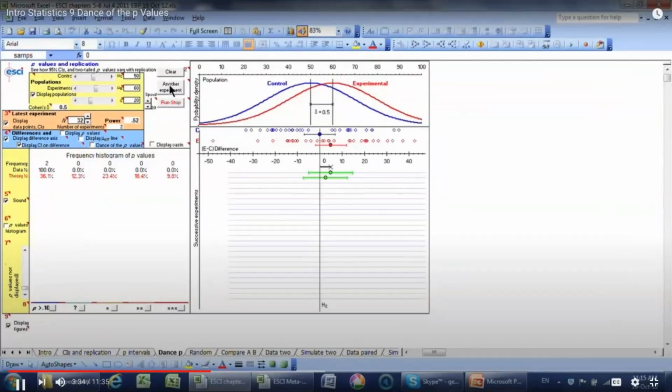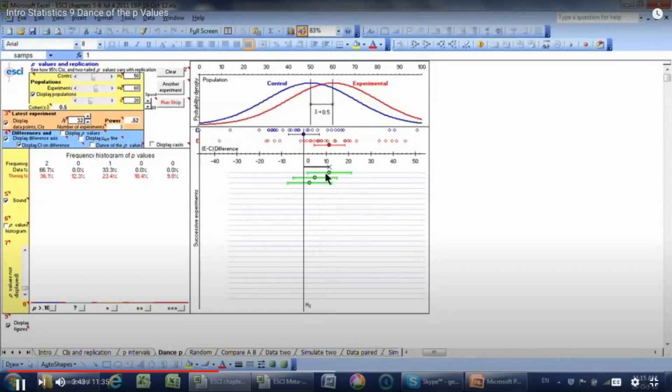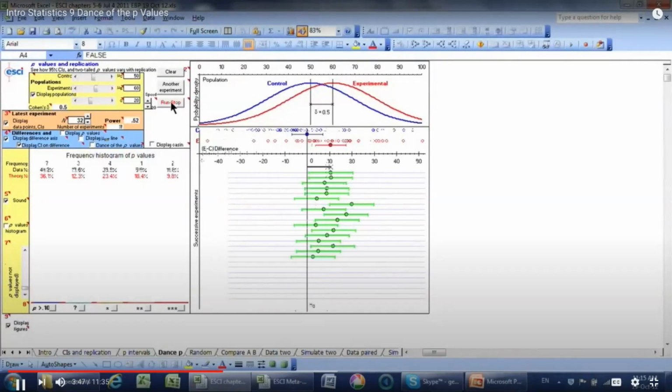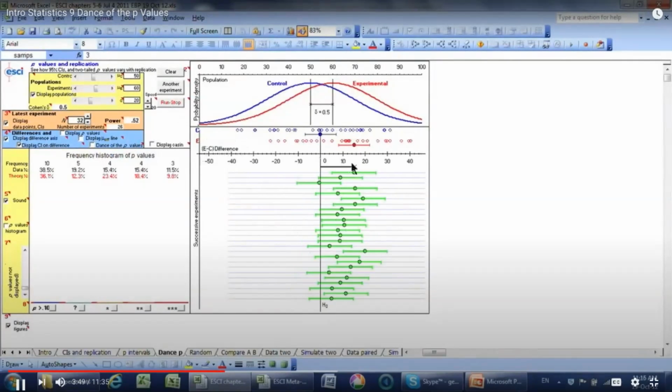Let's do the experiment again, and that first result drops down, and this next experiment estimated a difference of about 5 points. And this next one about 11 points. And if we run this experiment a number of times, exactly what we expect happens, and these means and confidence intervals bounce around, the dance of the confidence intervals.